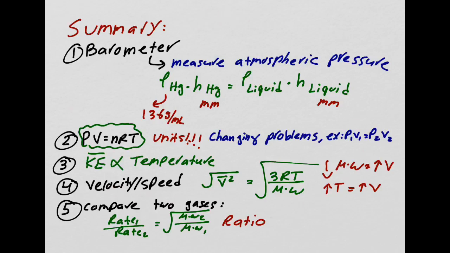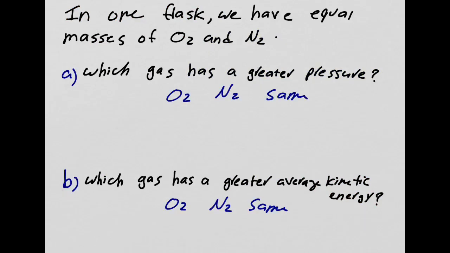Now, let's do a practice problem. Here's a practice problem, and this is a classic question for the exam. In one flask, we have equal masses of O2 and N2, and I ask a bunch of questions. I usually put a question like this on the exam. So pause this video and try to do this on your own.